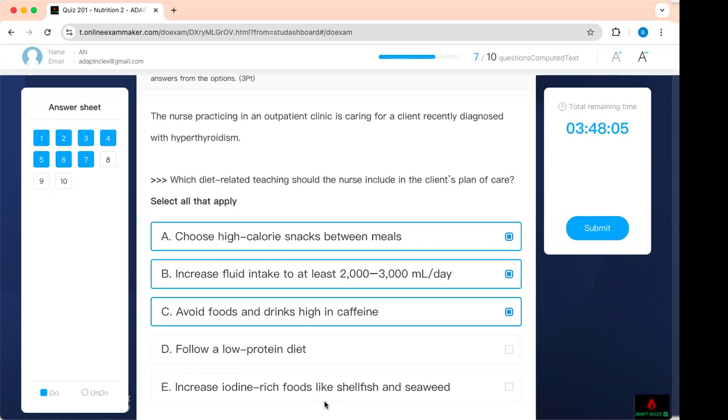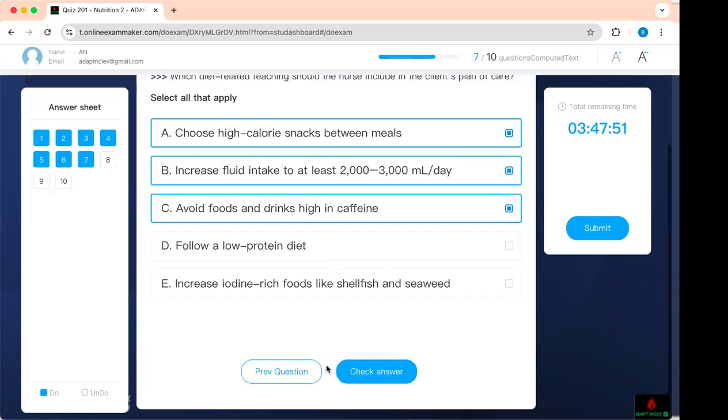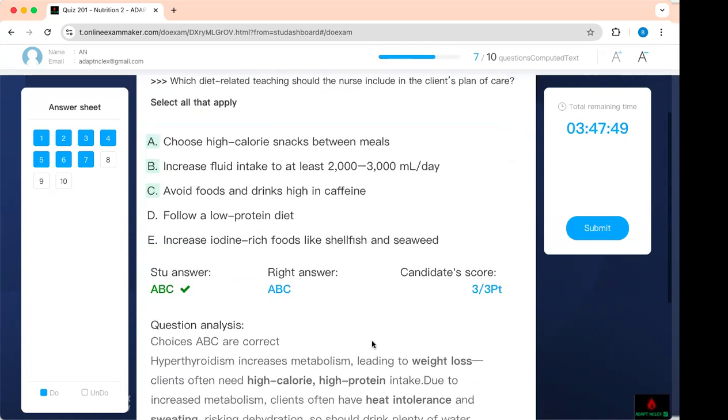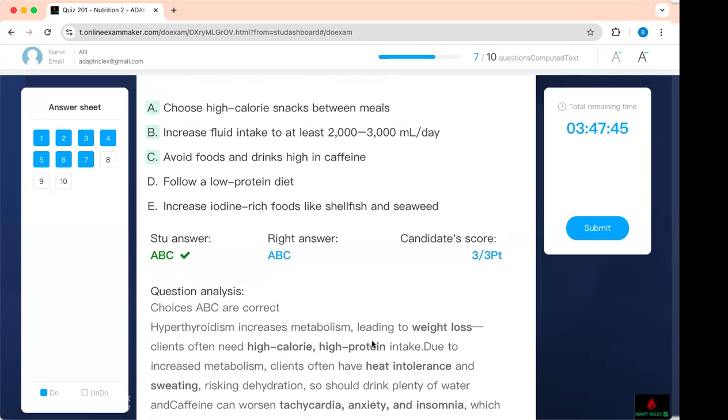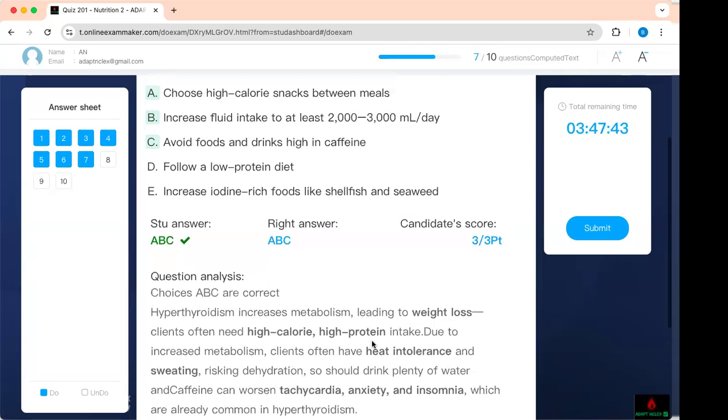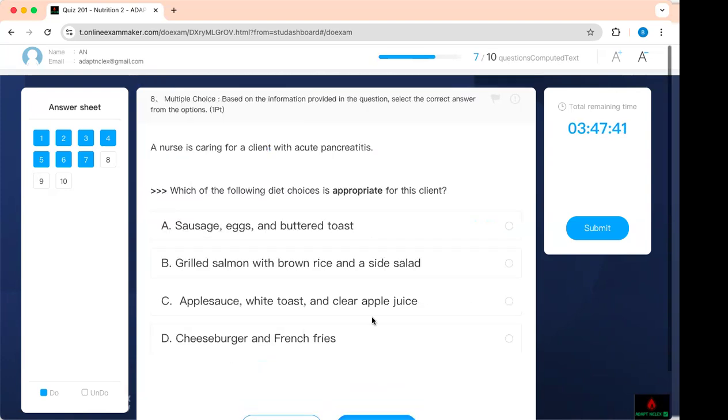Increase iodine rich food like shellfish and seaweed. Hyperthyroidism means you have too much thyroid hormone. If you give them iodine rich food, they will make too much thyroid hormone. That will increase their metabolic rate. And so that is bad. Those are the right answers. A little bit of test taking strategy and a little bit hard, but that is the purpose of adapting NCLEX questions.